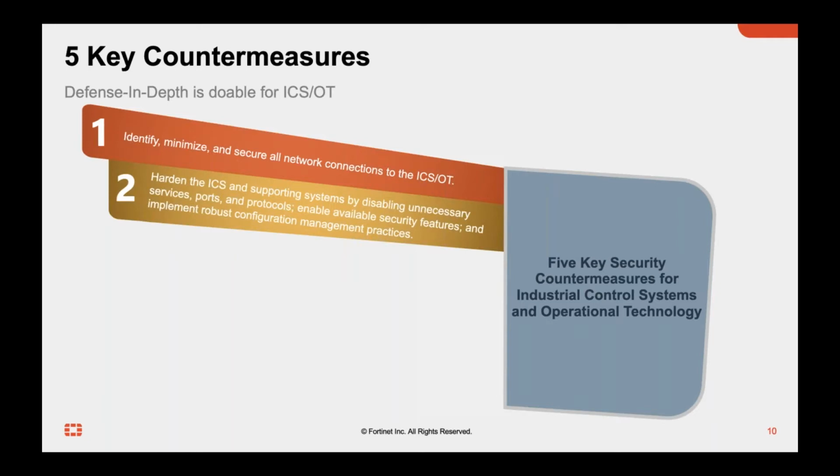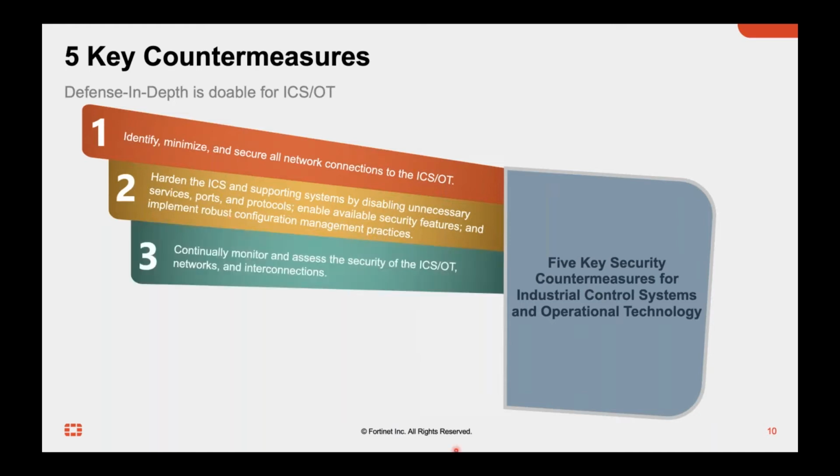Second, harden the ICS and supporting systems by disabling unnecessary services, ports, and protocols, enable available security features, and implement robust configuration management practices. So this point is very specific to security hygiene. It doesn't always have to be implementing security technologies, buying firewalls, buying endpoint security, buying antivirus, etc. A lot of security controls can be implemented by just performing security hygiene. So the second point is really the internal security hygiene. How do you really perform internal security hardening of the systems?